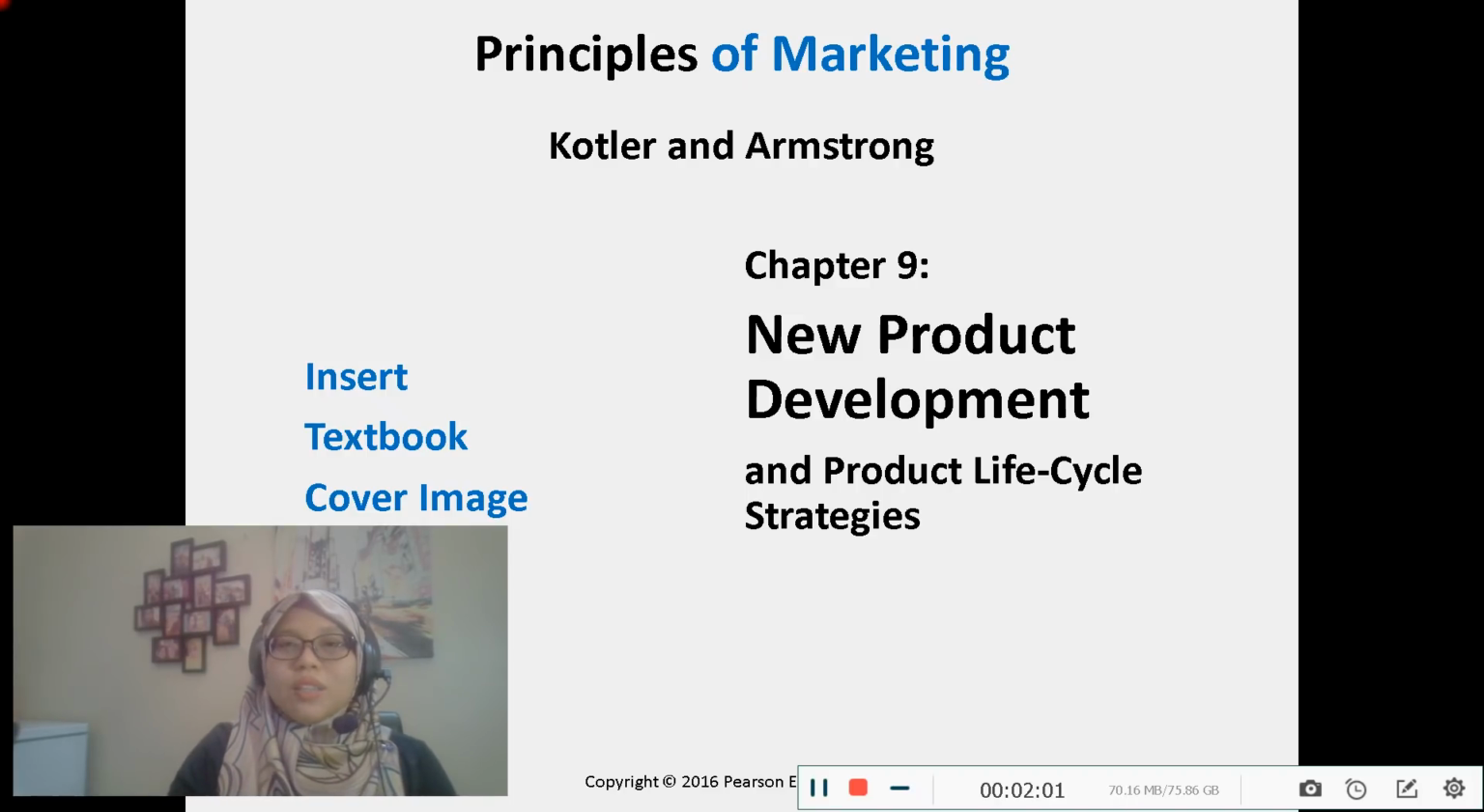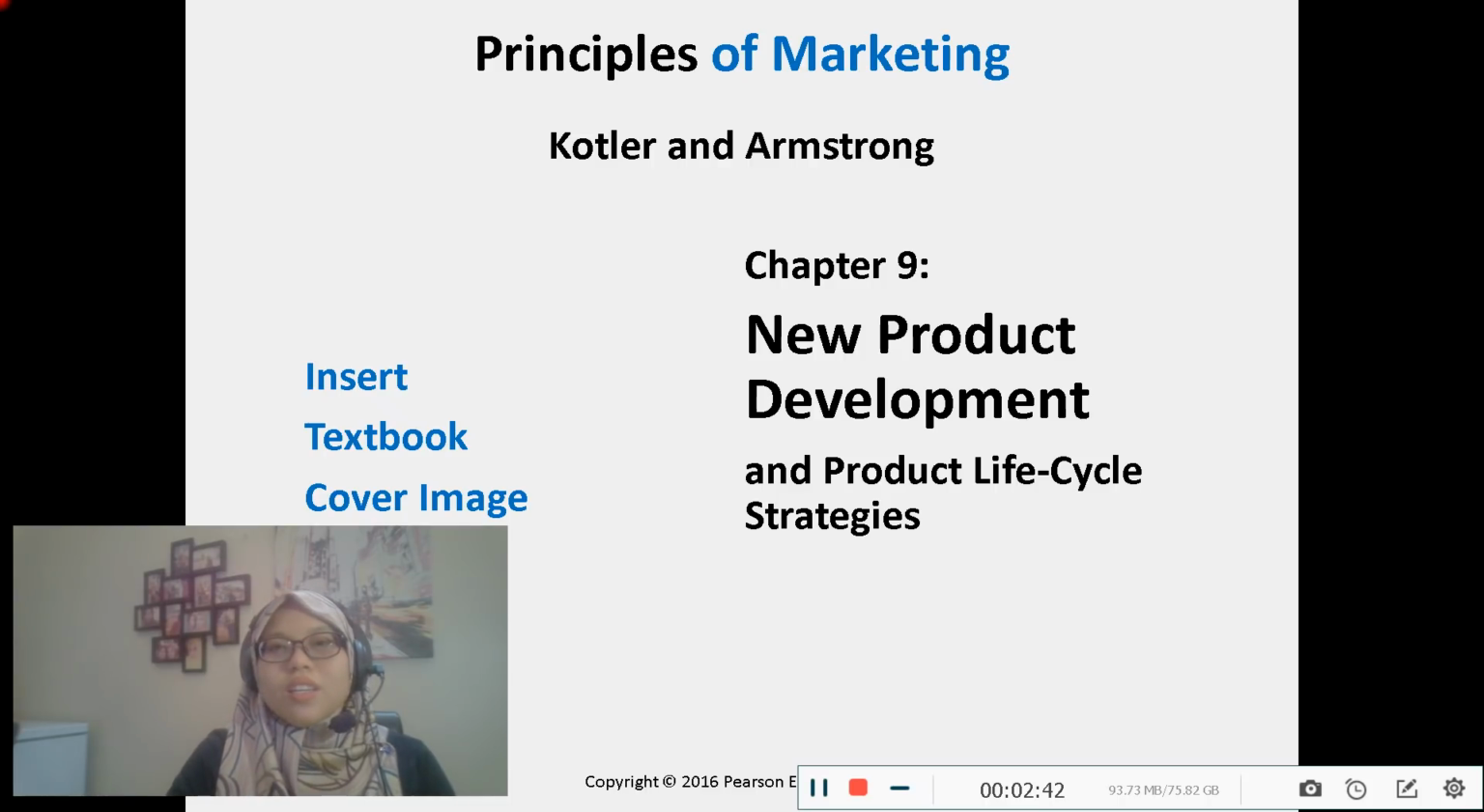So, paling penting sekali, tolong fahamkan the important points for this chapter. Ada empat. But we are going to look into 1, 2, 3. The last one is going to be discussed in the forum. Tiga important points in this chapter include, pertama, how companies find and develop new product. Second, eight processes in new product development.